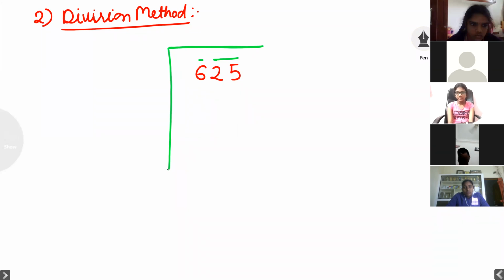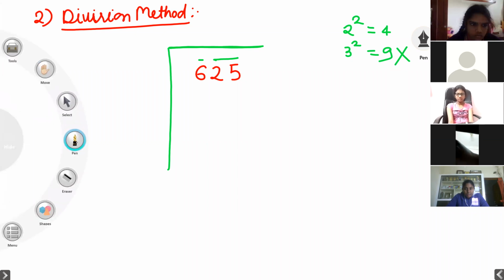But what I told you just now: I want to find the largest square number less than or equal to, not greater than. Now the first digit is what? If I'm talking about 2, 2 square is 4. If I'm talking about 3, 3 square is 9, but the digit is 6. This value we can't take. I want to take 2. The largest square number is 2. Concentrate.